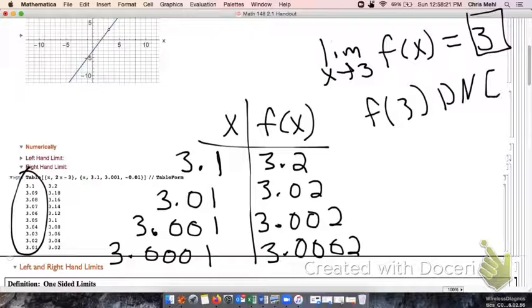The function does not exist at 3, even though the limit does. There are also times, though, where a function does exist, but the limit does not. Okay, we'll investigate some of this stuff later.